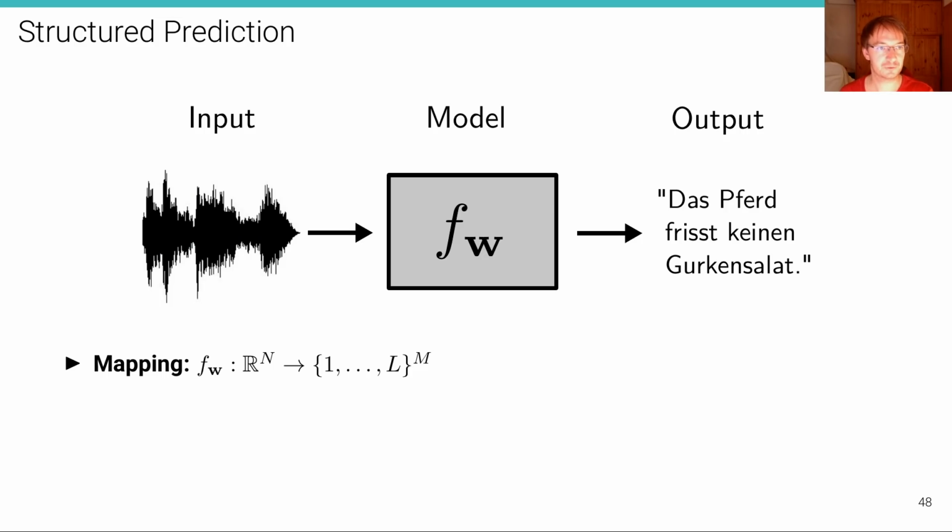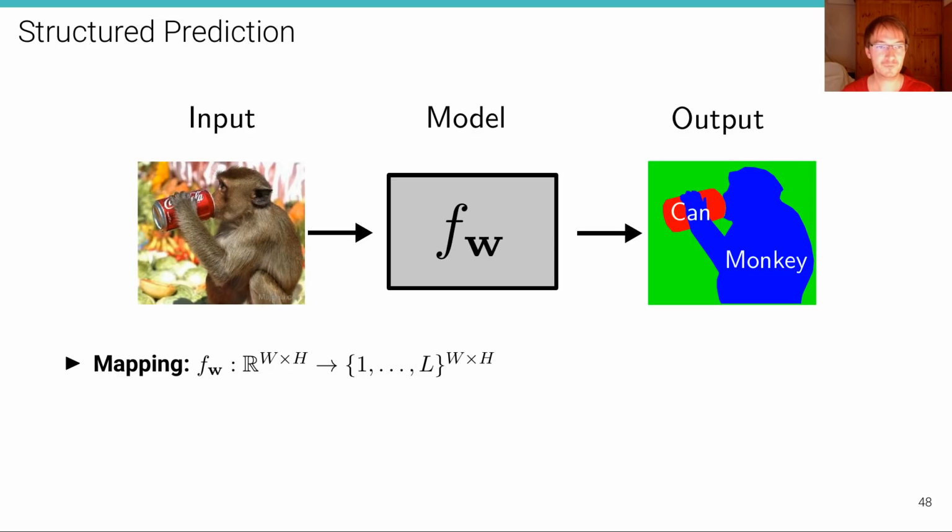And here are some examples for structure prediction problems, which we're also going to discuss in this lecture, but in later lectures. So in this case, the input is an audio signal and the output is a sentence. So it's a sequence of words, and each of these words here is from this set of words or labels. So we have L different words in the output domain here. Here's an example for semantic segmentation, where the input is an image and the output is a label map. So for each pixel in this input image, we want to determine what is the semantic class label: background, can, monkey, etc.